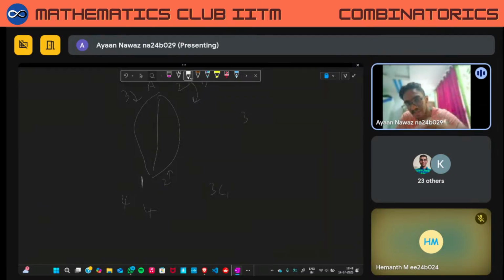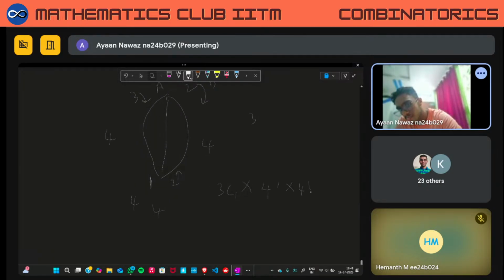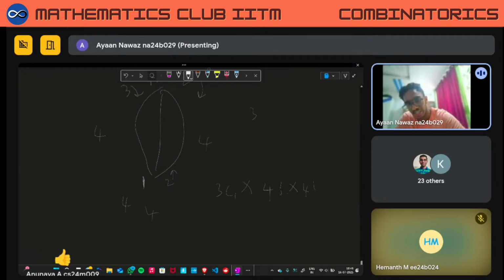So after selecting these three, I have to permute the sailors. There will be four on each side now. I told you in the beginning itself that all these sailors are distinct. So each different arrangement of sailors is considered as a different arrangement. Each different sequence of sailors is considered as a different arrangement. So 4 factorial into 4 factorial, because 4 on each side. So 3 into 4 factorial whole square. That is 1728.